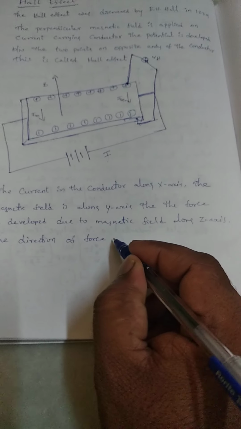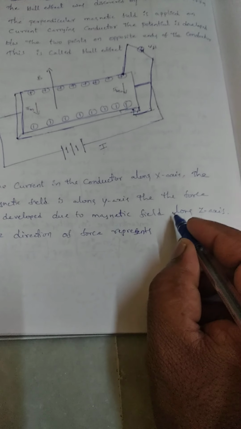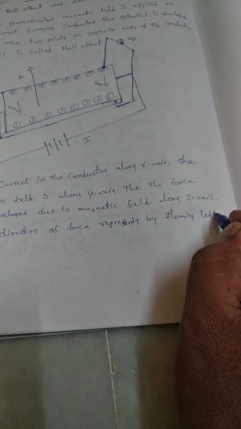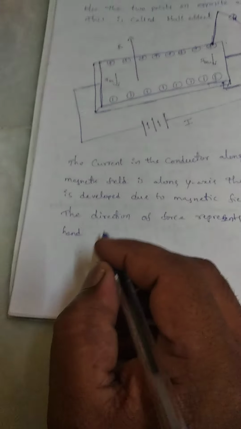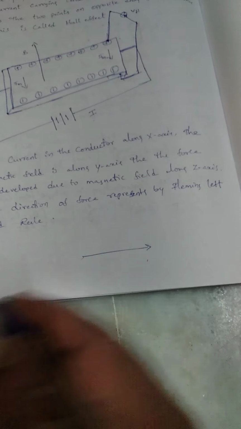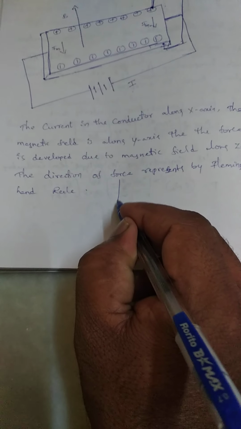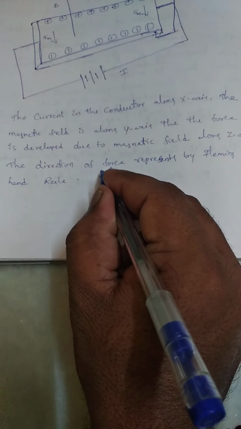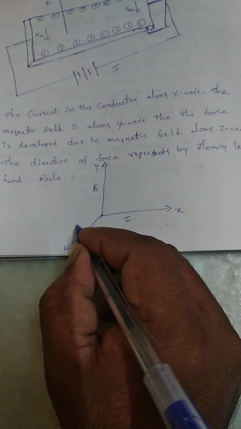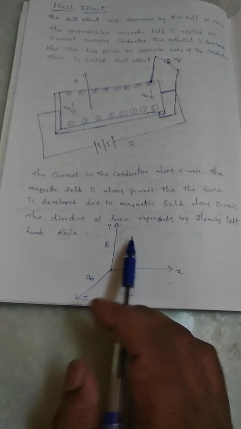The direction of the force is represented by Fleming's left hand rule. The current in the conductor is along the x-axis, the applied magnetic field is along the y-axis, and the force due to the magnetic field is along the z-axis, by using Fleming's left hand rule.